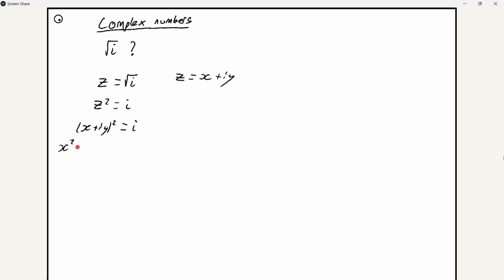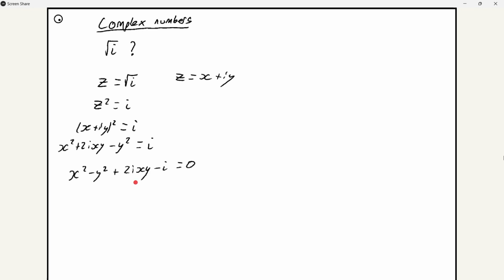Expanding this, we get x squared plus 2ixy minus y squared, because i times i is minus 1, and that's all equal to i. Now we can minus the i off, and we can find the real and imaginary parts of this equation. So x squared minus y squared plus 2ixy minus i equals 0.